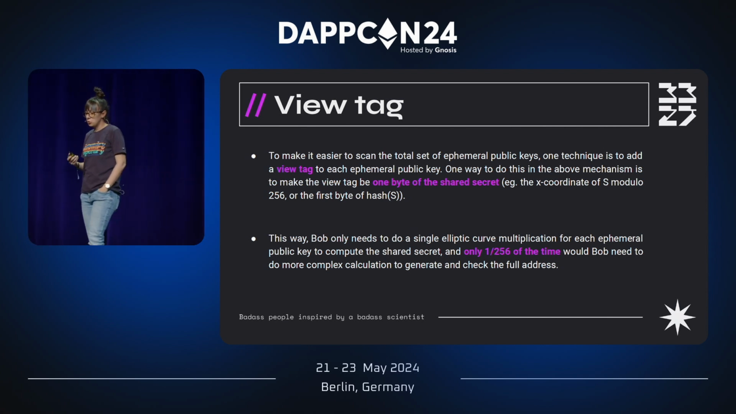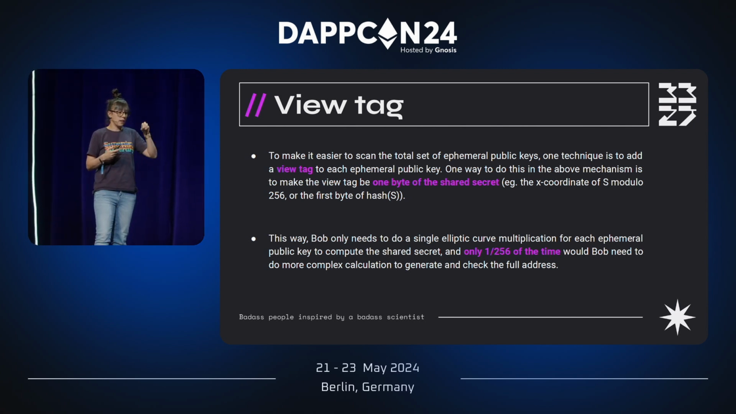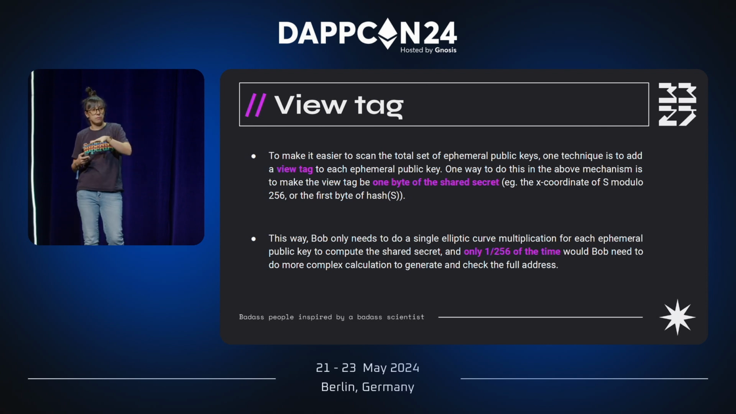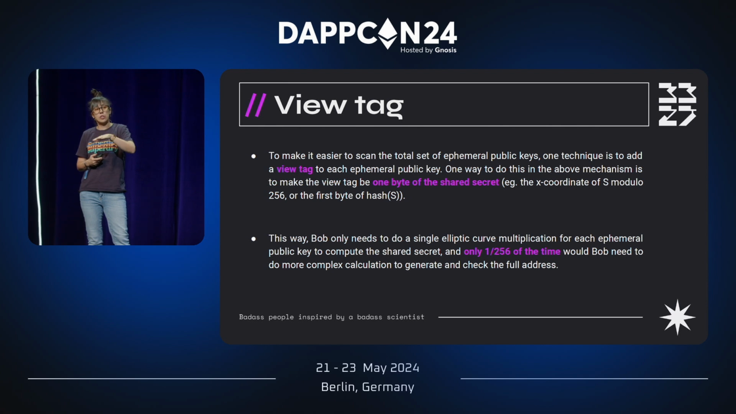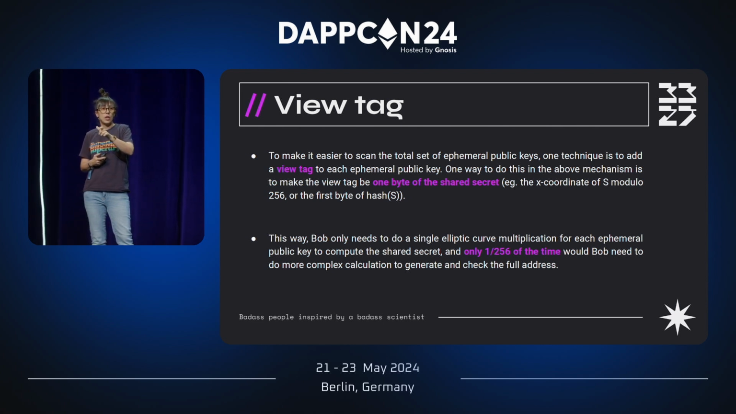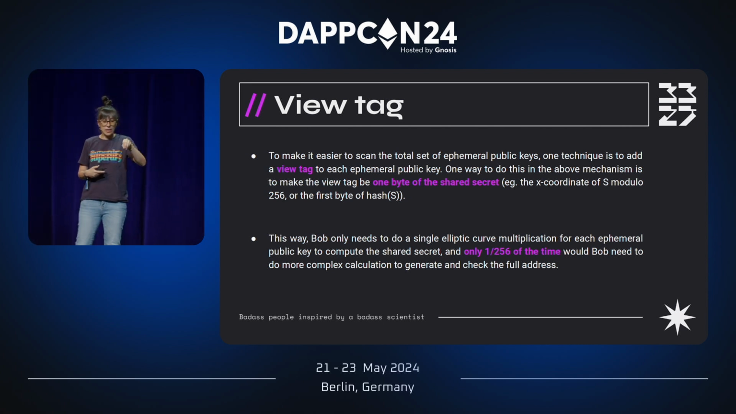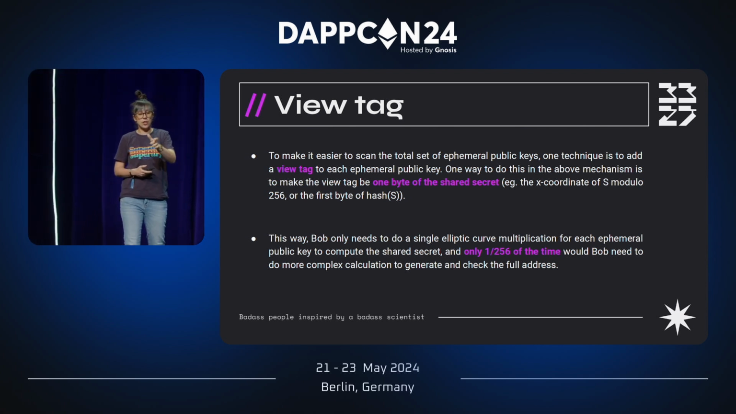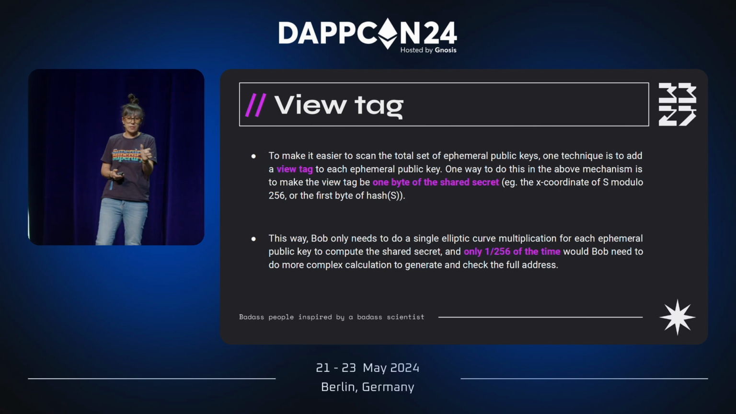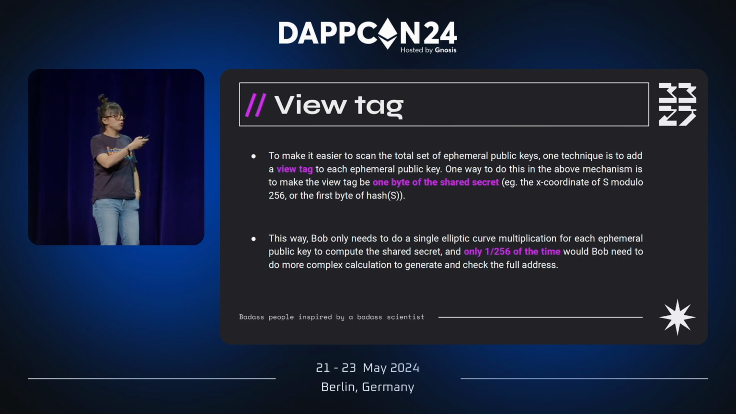We are adding the view tag in order to obtain that Bob can calculate his address in a faster way. So Alice, when she sends her public key to the registry, she will add 1 byte of the shared secret. So when Bob is finding his address, he will first match his shared key with 1 byte. If there is a match, he will calculate the address. And this is just for optimization.